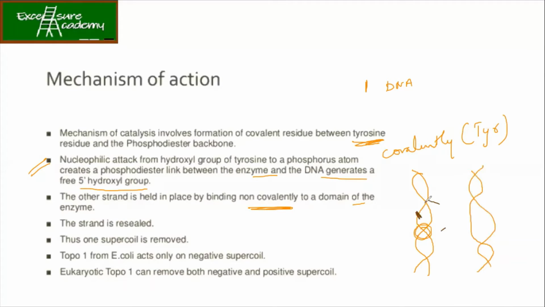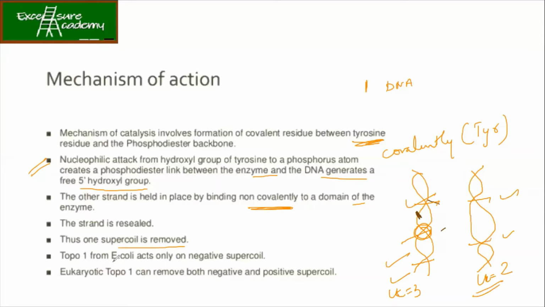Are you getting the point? It was 1, 2, 3, so now you will get only 1 and 2. You have got 1, 2 and 3. So the linking number was 3 over here. But with the help of the topoisomerase, I have removed 1. Now I have got only 2 as the linking number. Is this much clear? Yes, so one supercoil is being removed.